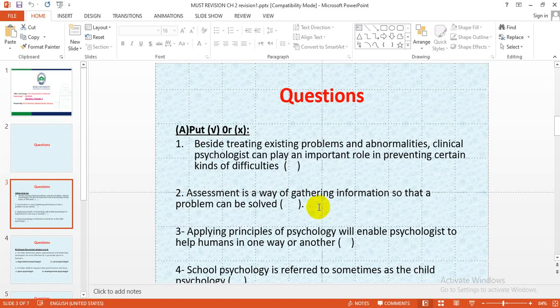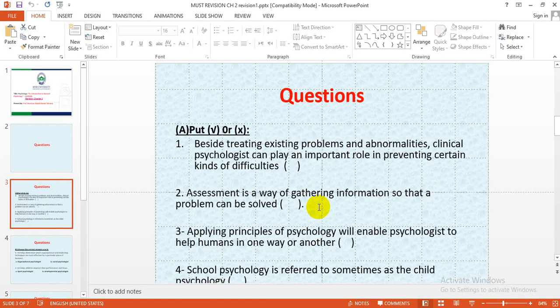Assessment is a way of gathering information so that a problem can be solved. The third question: applying principles of psychology will enable psychologists to help humans in one way or another. Both true or false, and correct the false statement if the statement involves incorrect words.